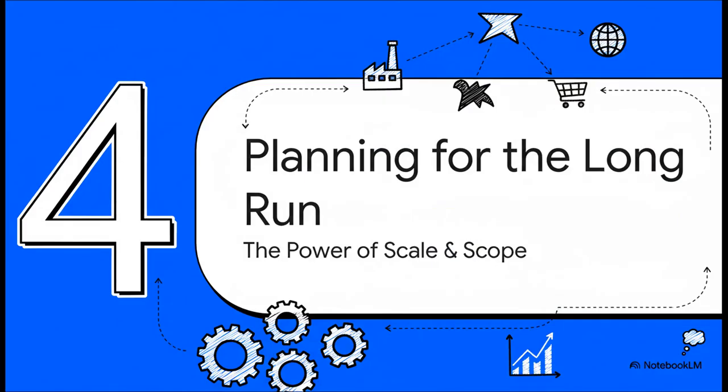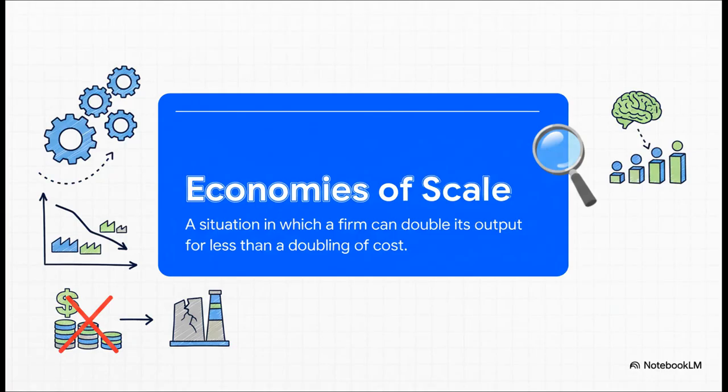All right, let's zoom way out from the day-to-day and talk about the big picture, long-run planning. This is where companies make those huge strategic moves about growth, and it's where they can find some seriously powerful cost advantages through something called scale and scope. So first up is a classic you've probably heard about, economies of scale. This is the whole bigger is cheaper idea. Basically, it means that as a company gets bigger and ramps up its operations, the average cost to produce each individual item can actually go down. You can literally double what you make, but it costs you less than double to do it.